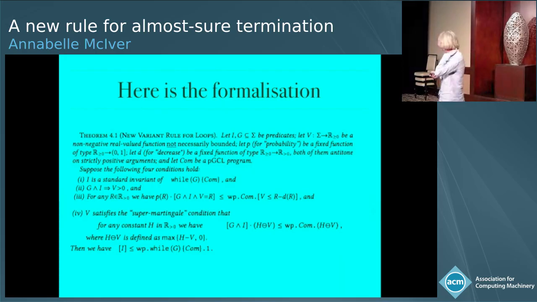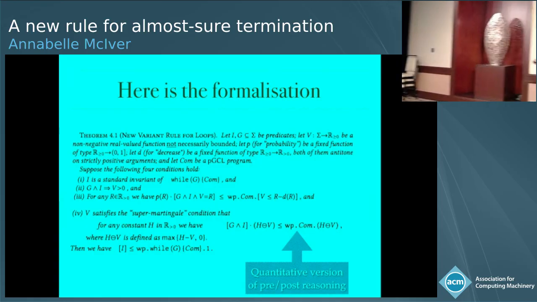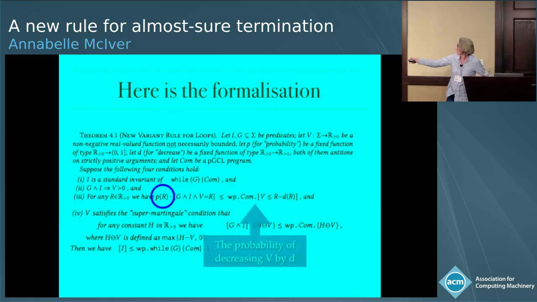So this is the formalization of the rule. I'm not going to go through this in detail, only to say that it's formulated in quantitative program logic. This is the quantitative version of pre-post reasoning. This is the super martingale condition, and here it's only determined by the while guard iteration. So this constraint can be validated just by looking at the probability distribution over states. And similarly, this is the prob, and the dist condition, again, is formulated just by looking at the iteration.